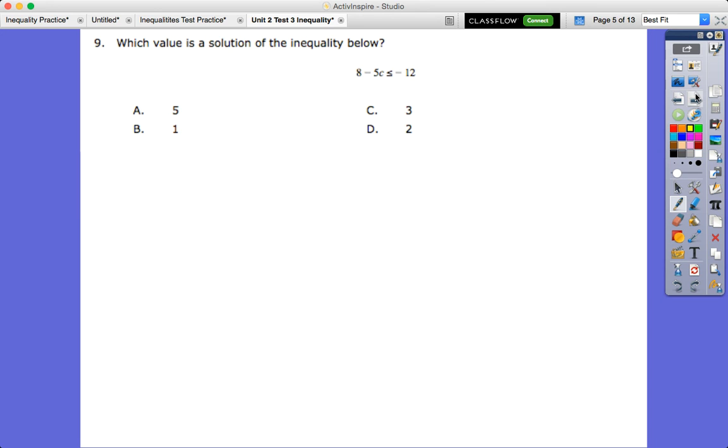All right, which value is a solution of the inequality below? So we're going to have to solve this. 8 minus 5c is less than or equal to negative 12. All right, so the first step is going to be to subtract 8 from both sides. I'll give you just a second to write that down.